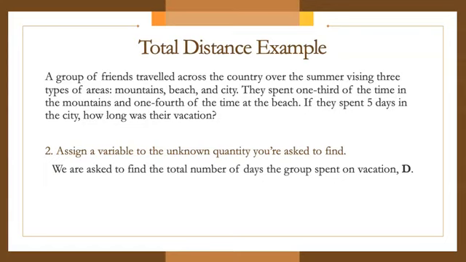We also need to assign a variable to the part that we don't know and that we're trying to find. We are asked to find the total number of days that the group spent on vacation, so we will let that value equal D.